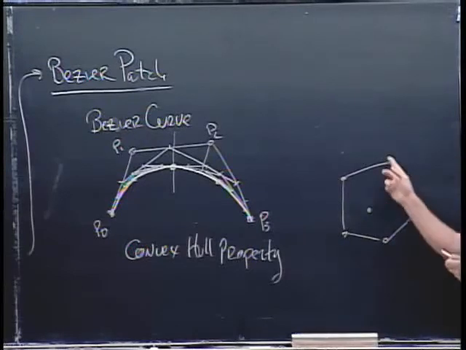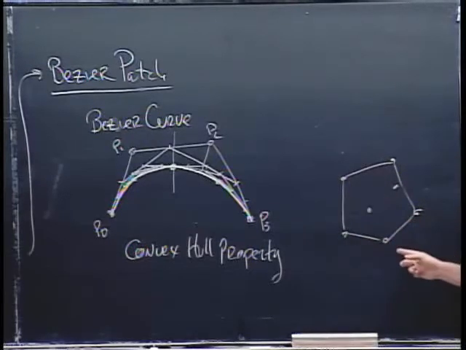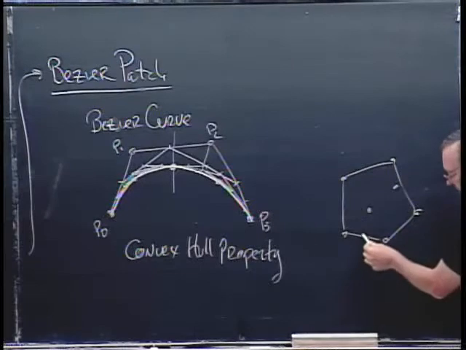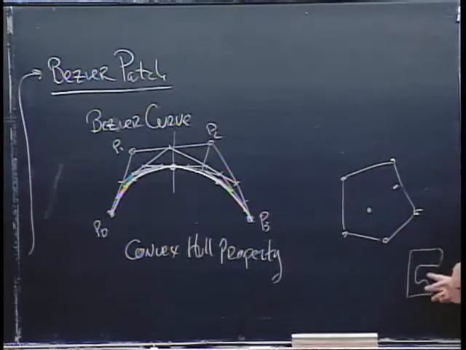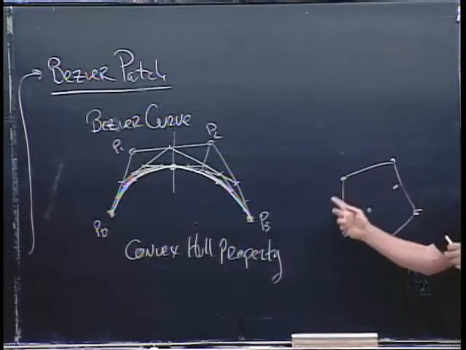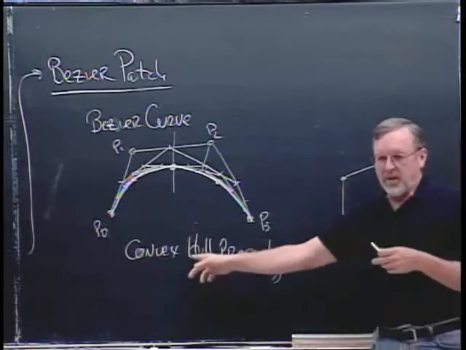Now, a convex set means that it can't be like this, right? That's non-convex. If you take any two points in it, they have to be connected by a straight line that goes all the way through. All right, that always stays inside. So the smallest convex set is what they call the convex hull.